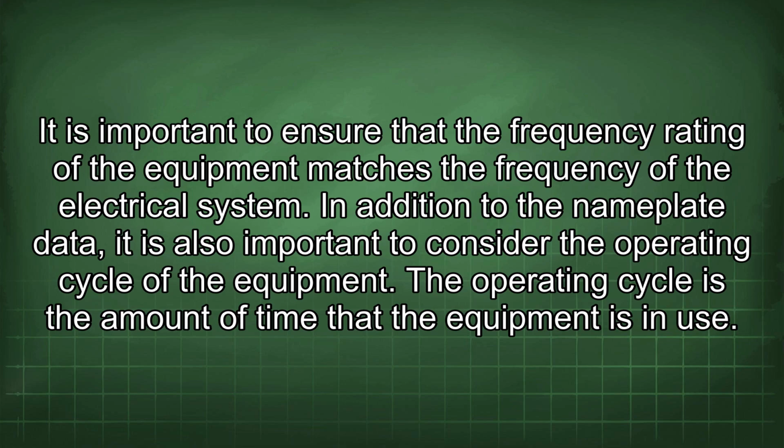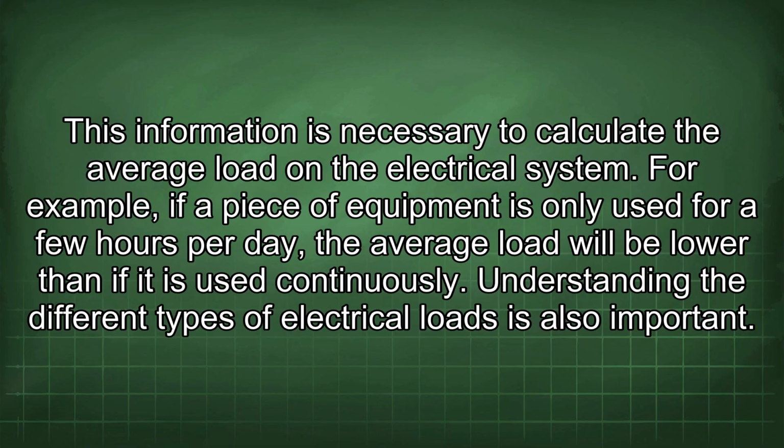In addition to the nameplate data, it is also important to consider the operating cycle of the equipment. The operating cycle is the amount of time that the equipment is in use. This information is necessary to calculate the average load on the electrical system. For example, if a piece of equipment is only used for a few hours per day, the average load will be lower than if it is used continuously.